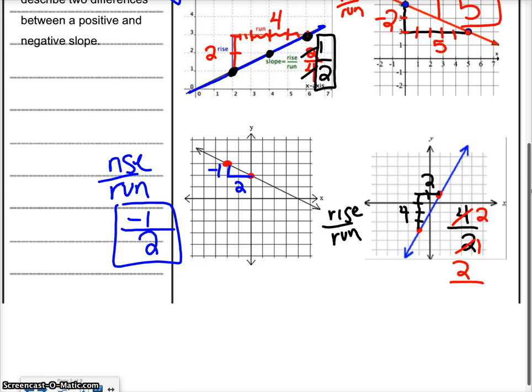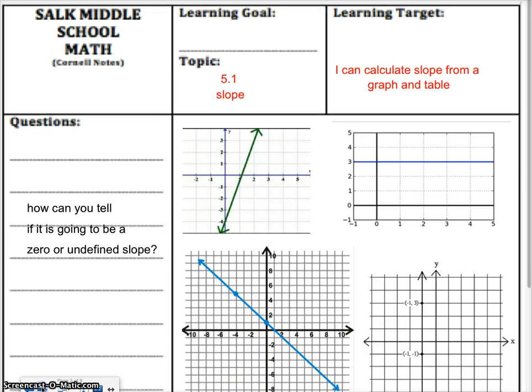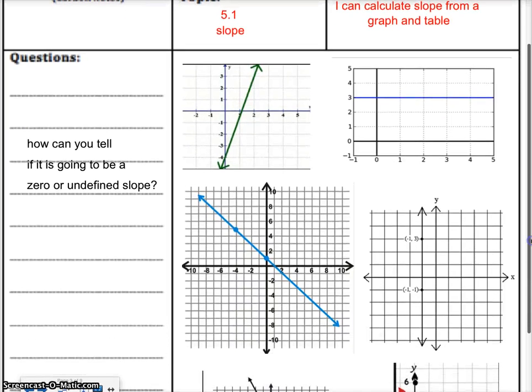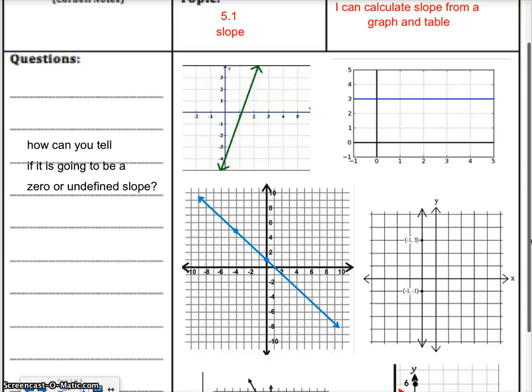So my slope is actually 2 over 1. Okay, another page of examples for the slope, because it is incredibly important that you know how to calculate a slope from a graph. Incredibly important for this unit. Slope is the heart of this unit.